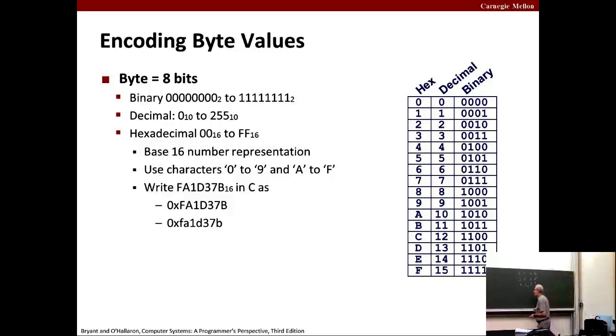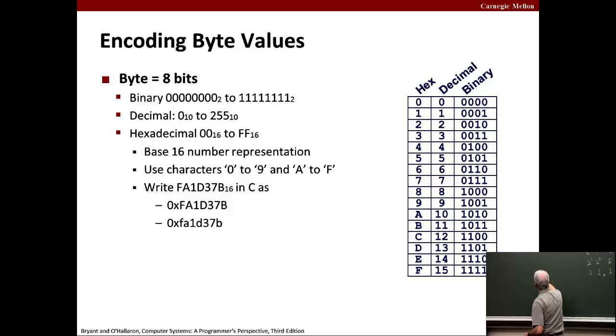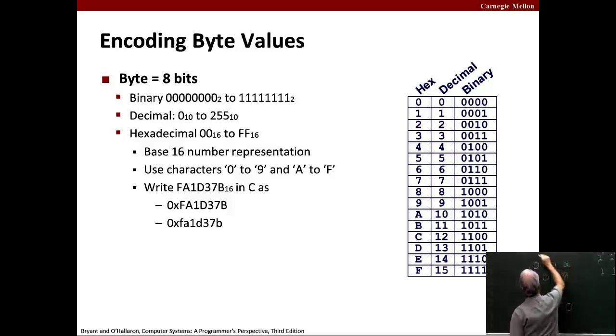The way I do it, just to tell you, is I've got the values from 0 to 9 wired down pretty well. And then I keep track of a few special cases. 1, 0, 1, 0 is A. 1, 1, 0, 0 is C.